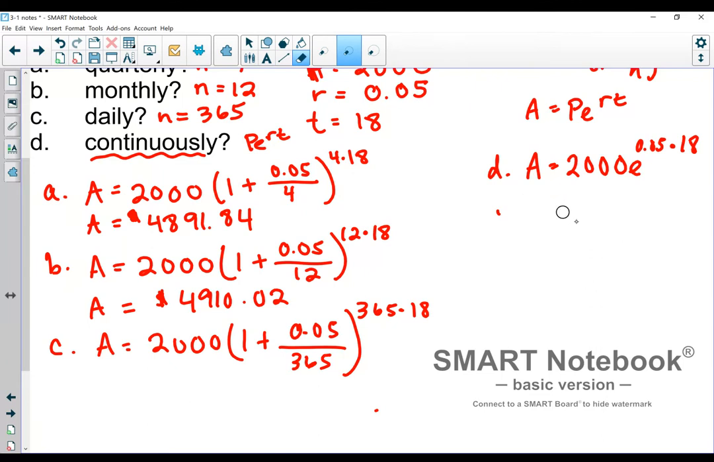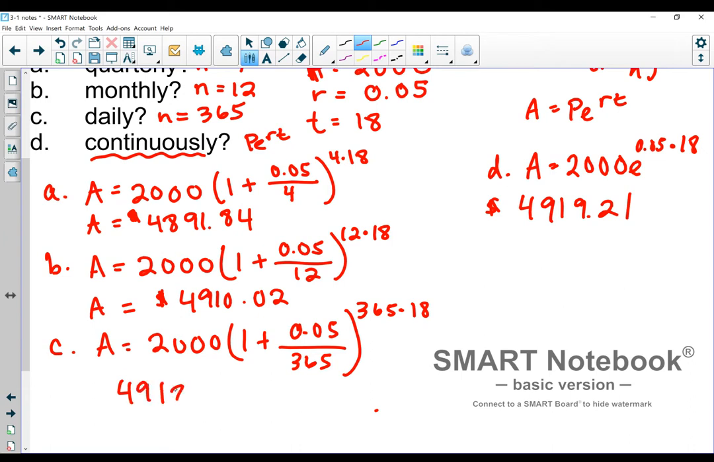I was writing these things down and then copied the wrong ones over. Okay, so for D, which I was already on, should be $4,919.21. And then for C, you should have had $4,918.90. So please make sure that you can use your calculator and figure it out.